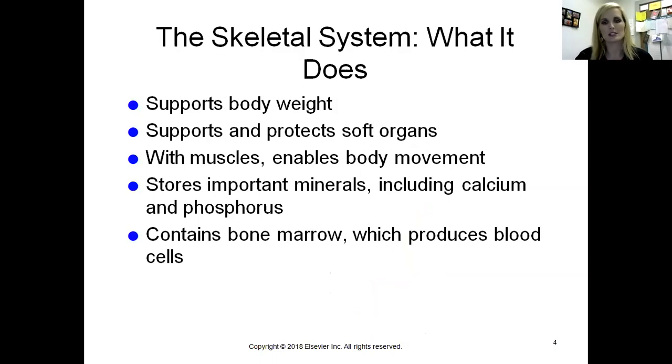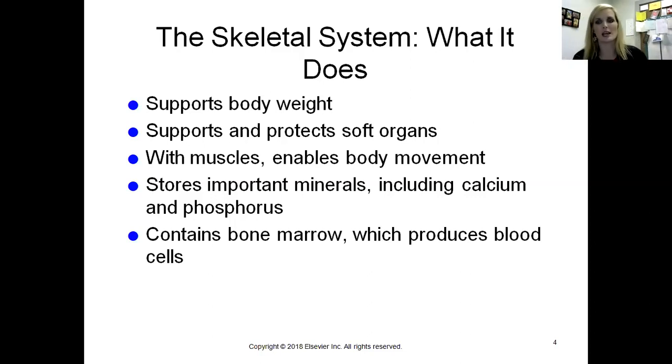It helps to support and protect our soft organs. There are three most important organs in our body. Obviously, all of our organs are important, but the things that keep us alive are our brain, our lungs, and our heart. If any of those stopped working, we would have a really hard time, if not die. So those three organs are actually protected. Our skeleton is designed to protect those. Our cranial bones surround our brain, and then we have our rib cage that surrounds our lungs and our heart. And other organs are being protected by these ribs, but definitely those vital organs.